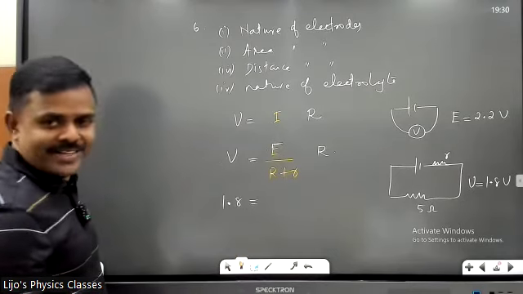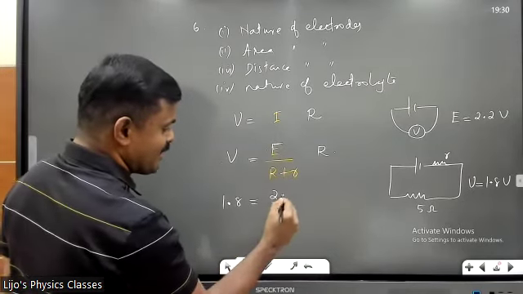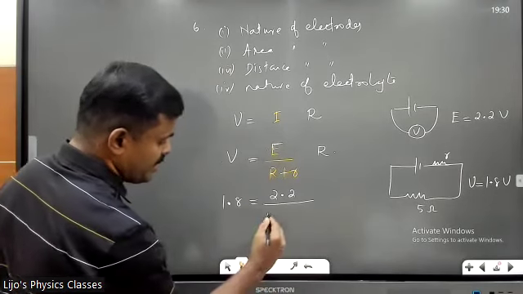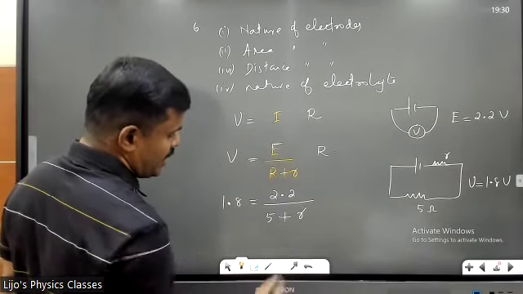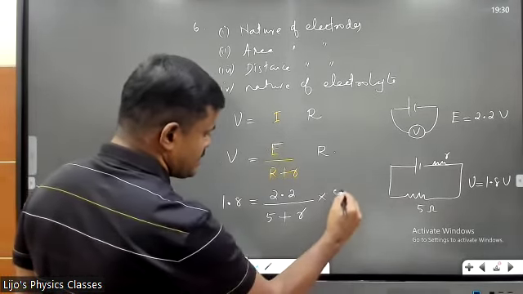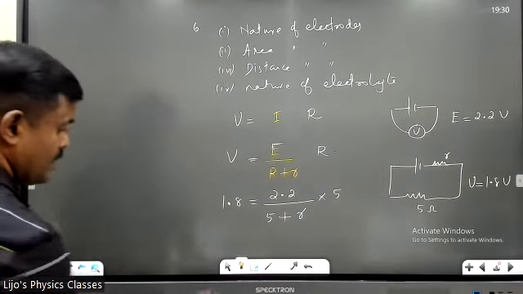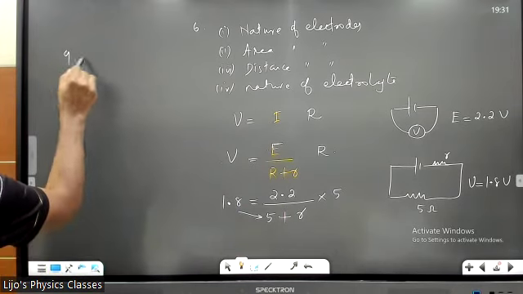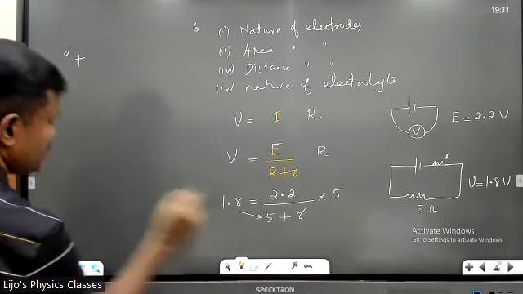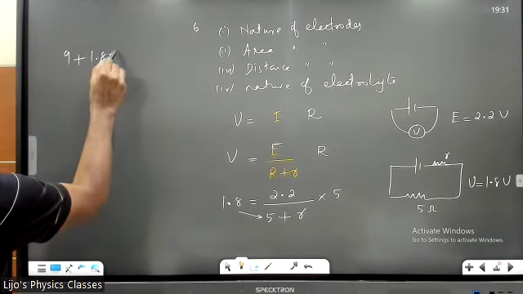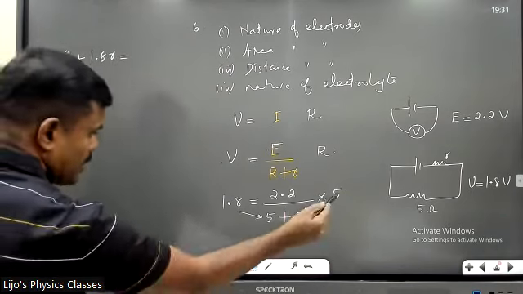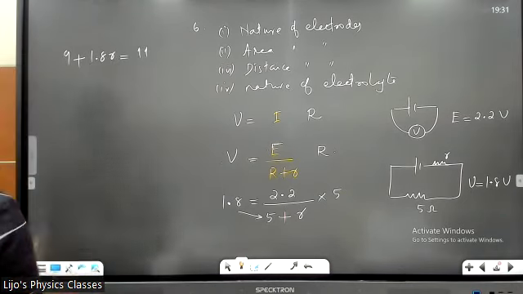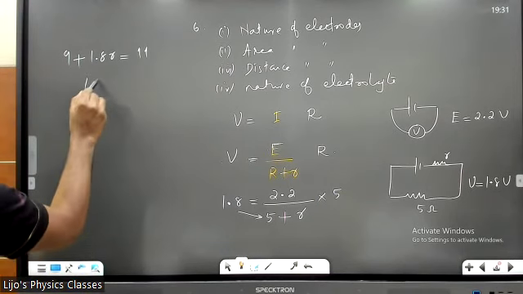1.8 is equal to 2.2 divided by the external resistance 5. The internal resistance is this into 5. You can cross multiply. 1.8 into 5 is 9, and 1.8 into R, 1.8 R is equal to 2.2 into 5, that is 11. So get this to the right hand side.